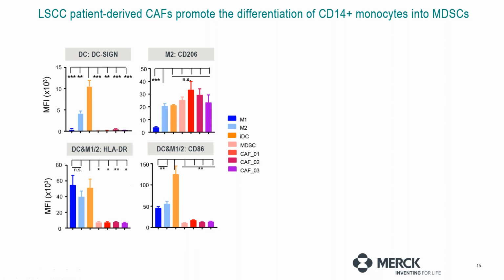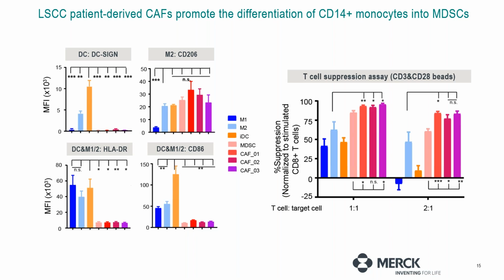So one of the gold standards of myeloid-derived suppressor cells is to inhibit T cell proliferation. So indeed, we found that those CAF-educated cells can robustly inhibit autologous T cell proliferation stimulated by CD3 and CD28.